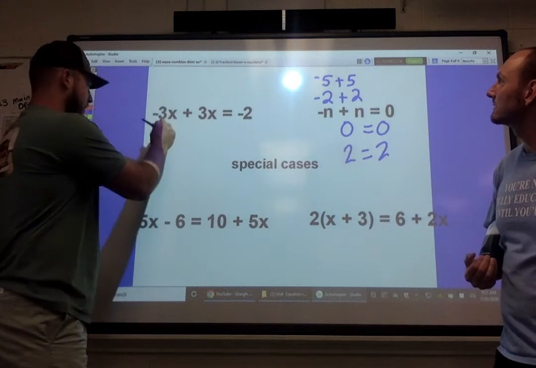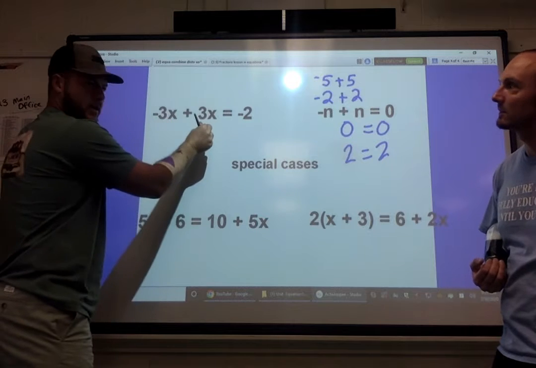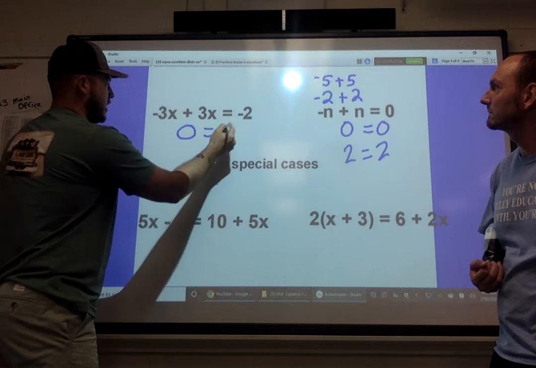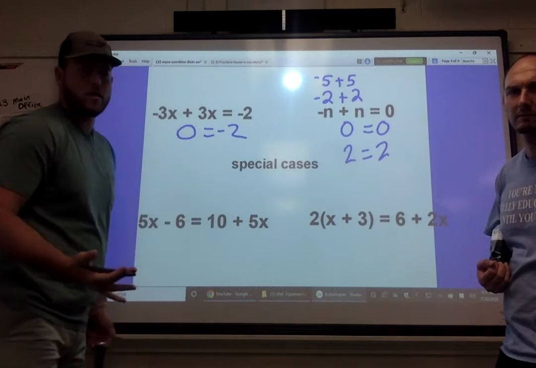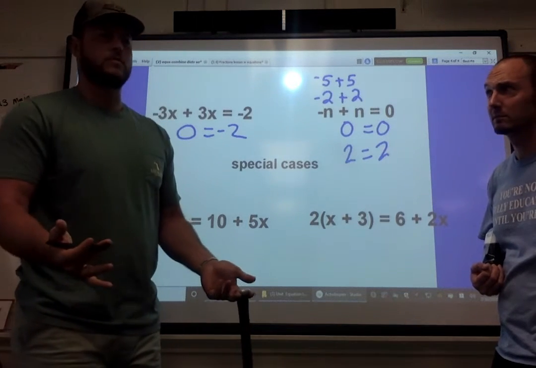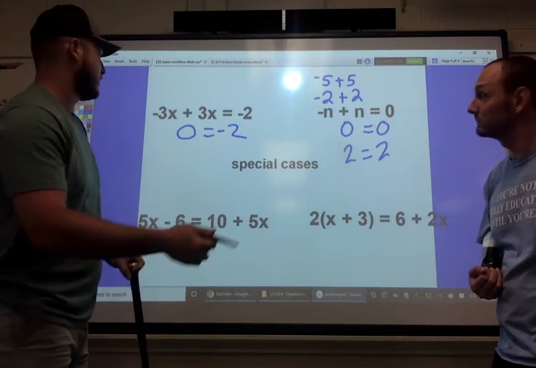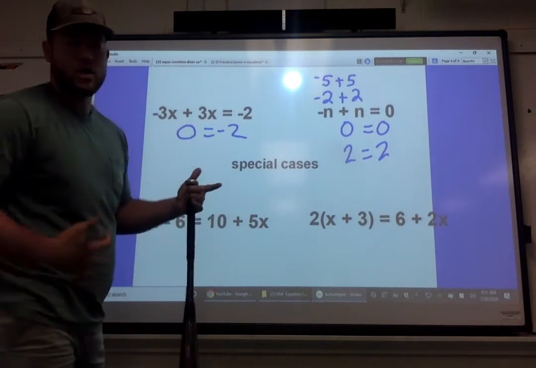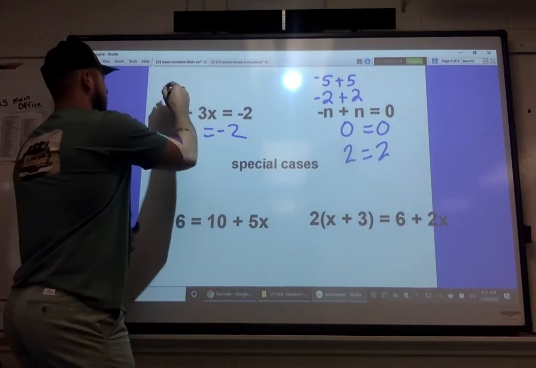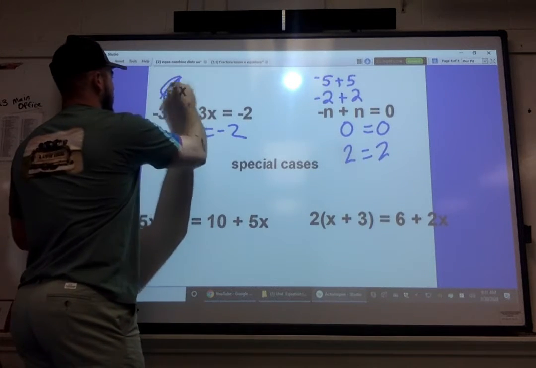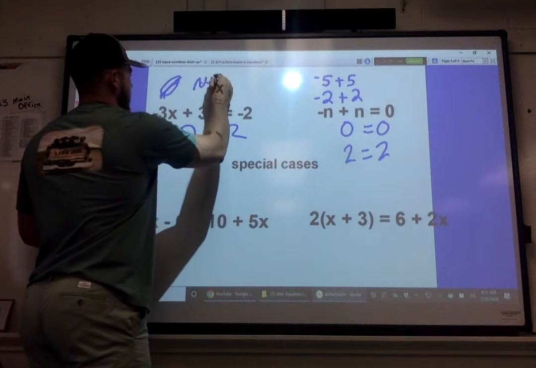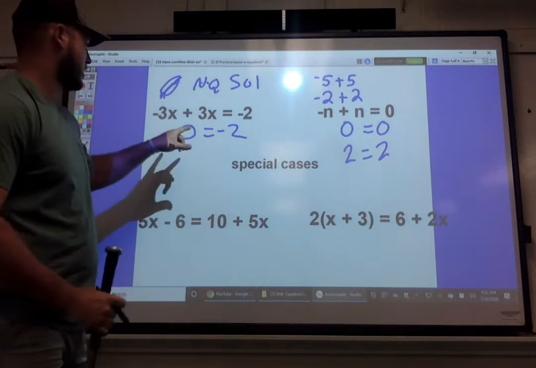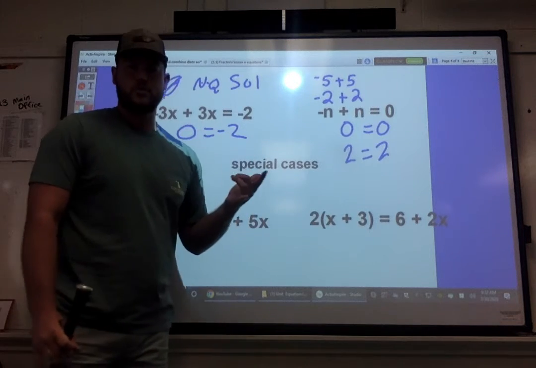So if I've got negative 3x, and then I add 3x, well, that's going to cancel, right? 0. And then over here, all I have is a negative 2. Does 0 equal negative 2? Is that true? No. So if you're left with 0 equals 2 or 0 equals 7, well, that's no solution. You might see something like this, or you might just see a "no sol." Just know that if in your final answer you're left with something that's not true, it's no solution.